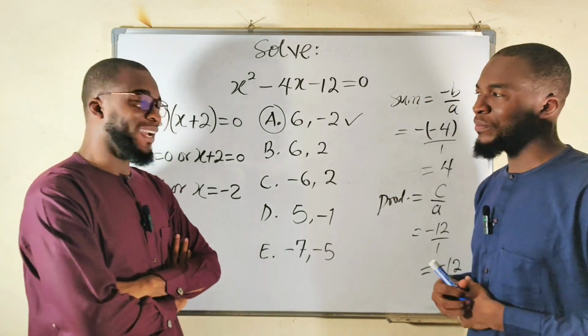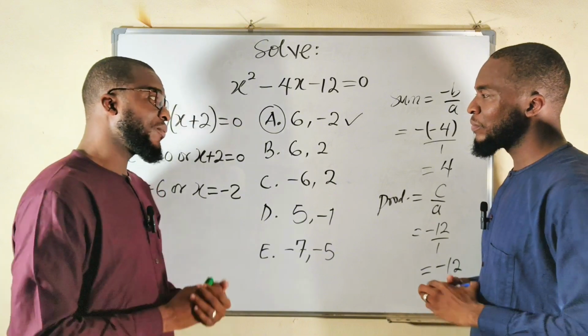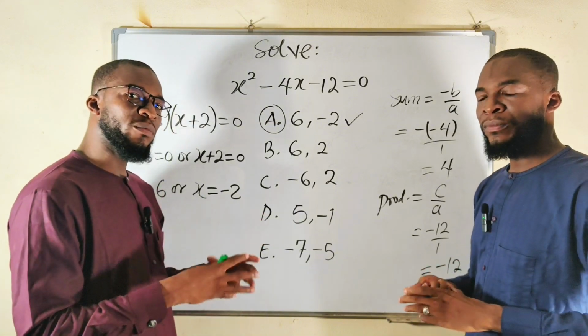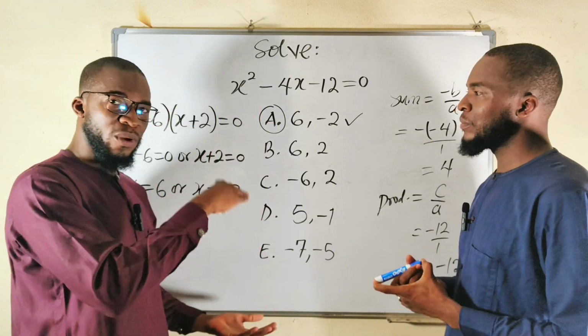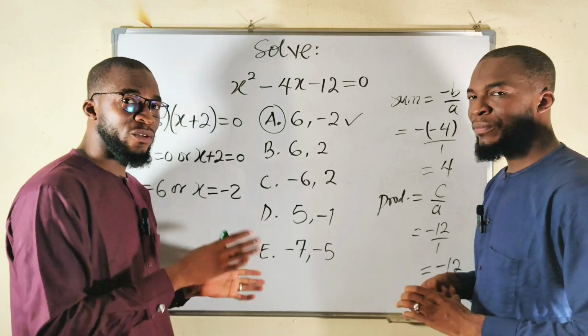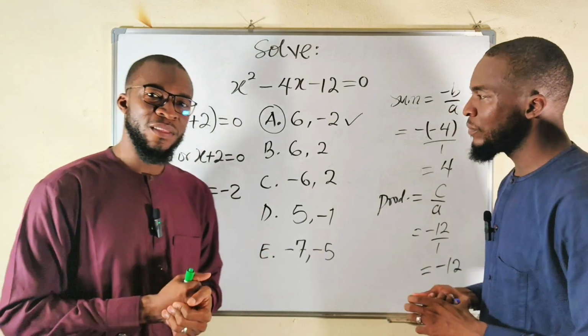Wow. So nice, right? So in case of objective questions, all you have to do is to find the sum and the product. Then you look at the option that satisfies that condition. As simple as that.